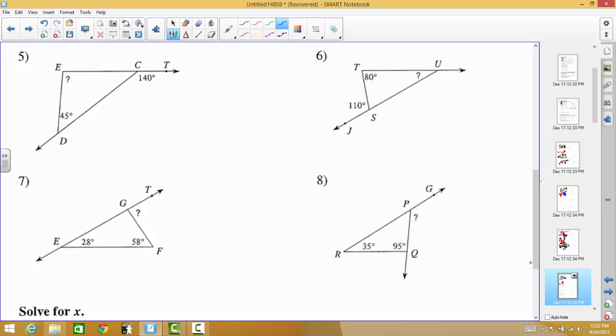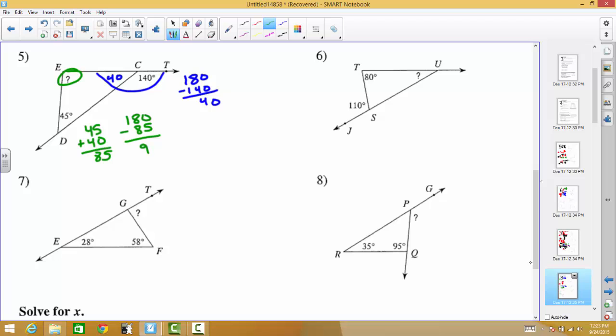In 5, these two add to give you 180. 180 minus 140 is 40. So this angle is 40. The angle in question is right here. We would need to add 45 plus 40, getting 85. And then the three angles add up to 180. So 180 minus 85 is 95.